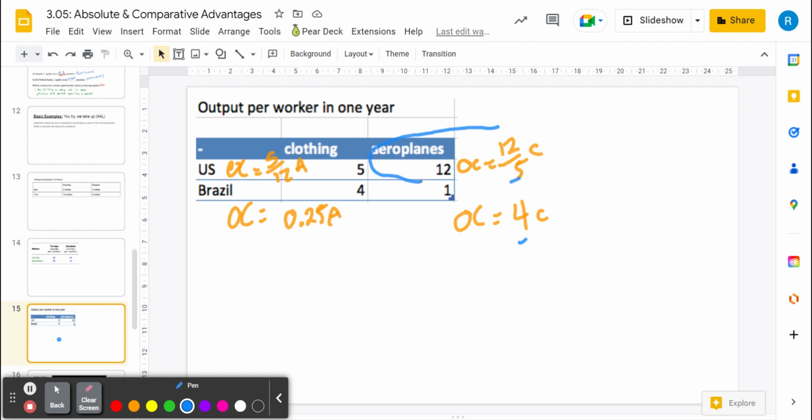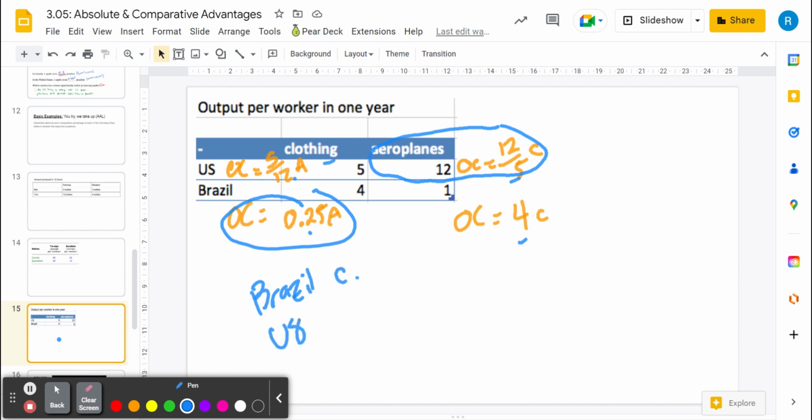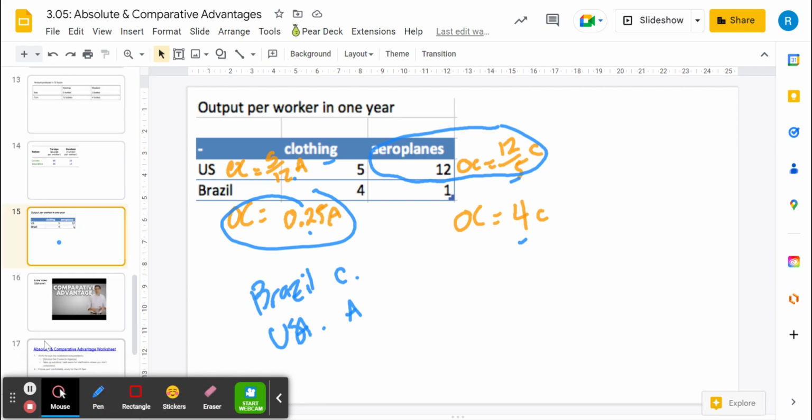So the U.S. should specialize in airplanes. And in this case, Brazil, 0.25, 1/4, is a smaller number than 5/12. So Brazil should specialize in clothing. Okay, so that would mean Brazil, clothing, USA, airplanes, in terms of what they should specialize in. Okay, so that's pretty much it.